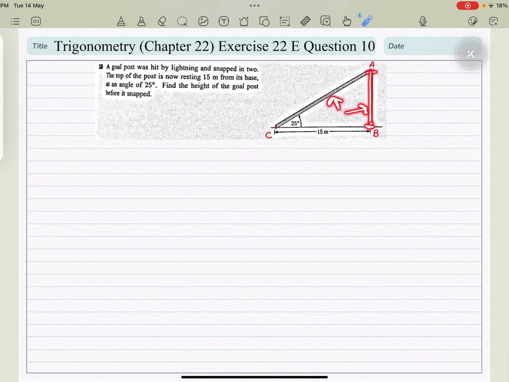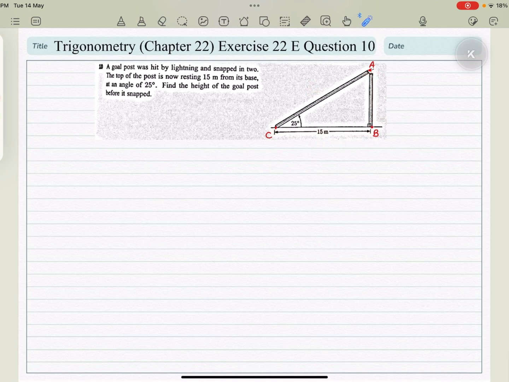So the best method is basically to use this value because this is given and you can't possibly get it wrong, but you might get AB wrong and then you'll subsequently get AC wrong if you use the other two methods.